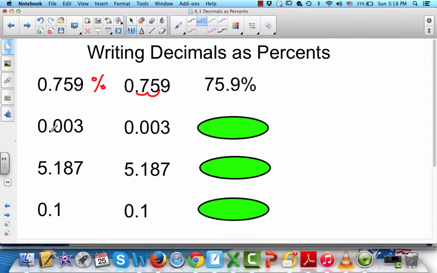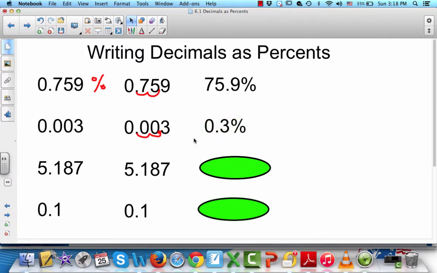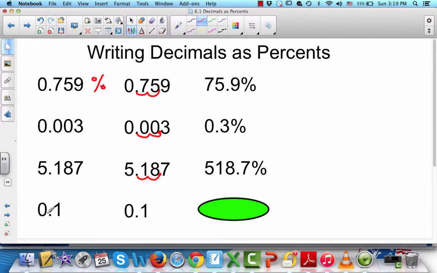We've got 0.003. We're going to move to the right towards where the percent sign is going to be, 2 places. And our new answer is going to be 0.3%. Next one, we've got 5.187. We're going to take that decimal, move it to the right towards where the percent sign is going to be. This is where our new decimal place is, and so it's going to be 518.7%.